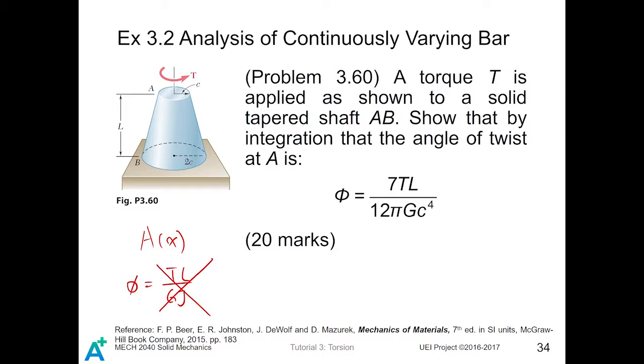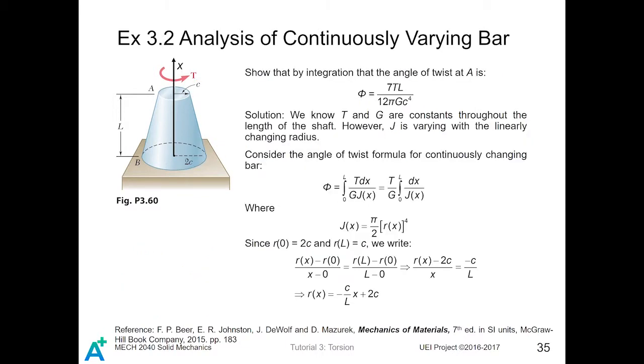Show that by integration that the angle of twist at point A is phi equals 7TL divided by 12 pi G times c to the power 4. C is the radius of the upper surface, while 2c is the radius of the lower surface. In this case, still we assume G and T are constants for the entire bar.